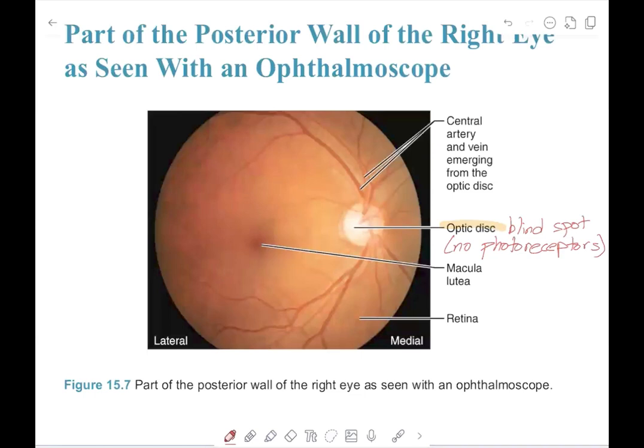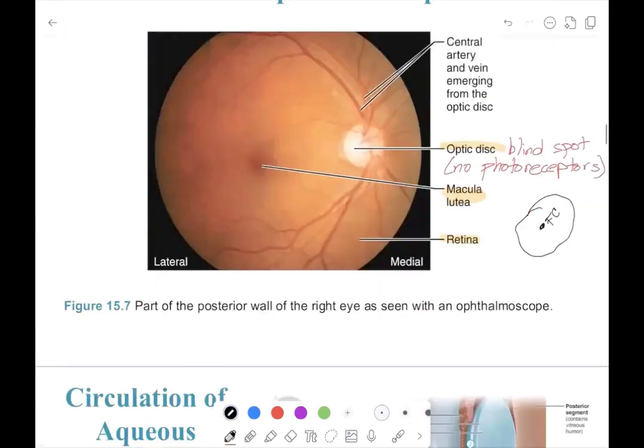So we're looking at the back of the retina. Now, just lateral to the optic disc is the macula lutea. This is the highest concentration of cones. And I like to think of it kind of like a dartboard. If we think of a dartboard, there's my poorly drawn circle. In the very center of the dartboard, where the bullseye is, that would be our fovea centralis. So that's the highest possible concentration of cones.